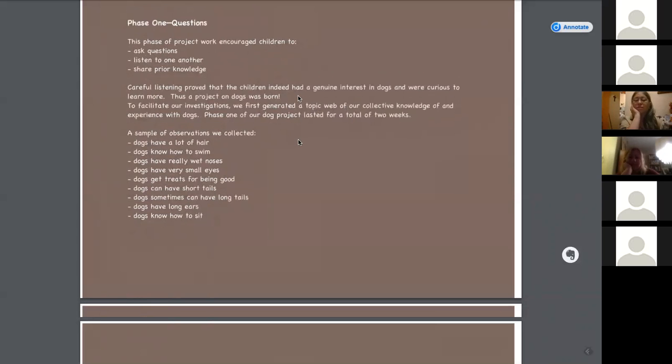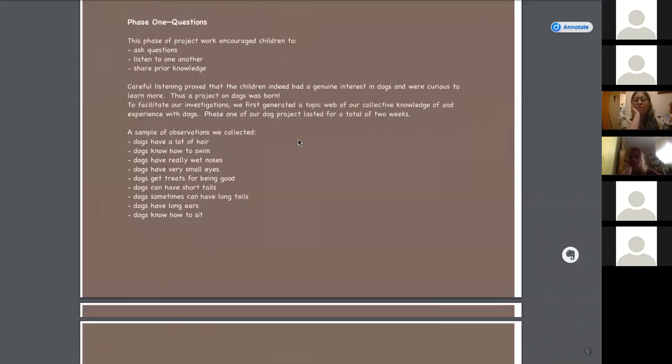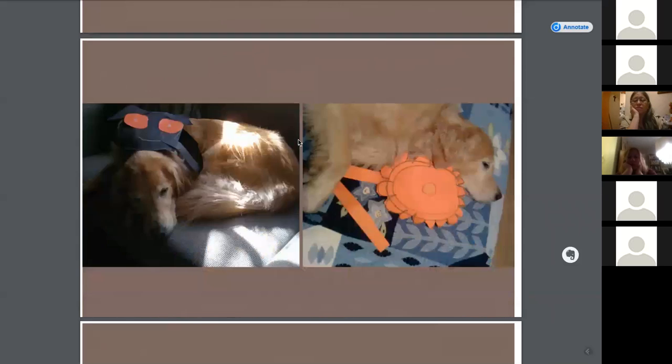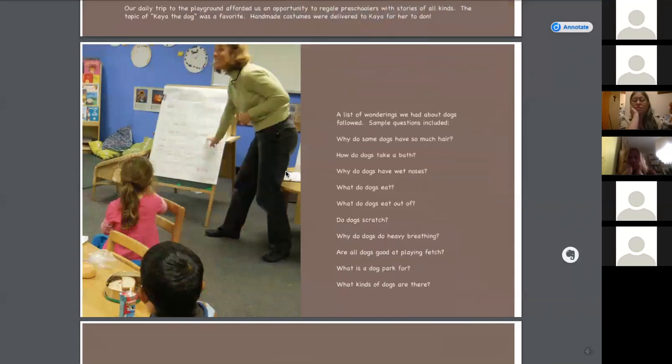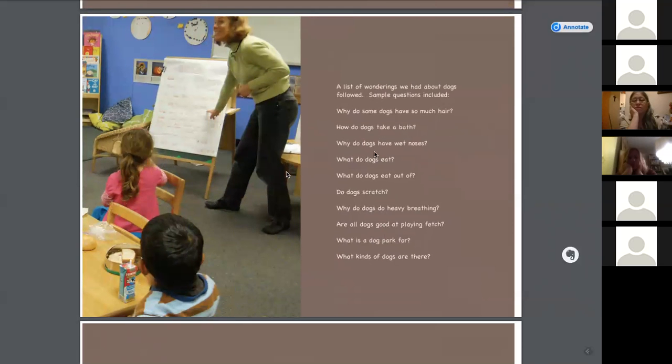So I think this is also another characteristic. You guys may have heard of Reggio Emilia, which is, I think, a town in Italy, but it's an educational philosophy, particularly for early childhood, that's based on kids studying their environment. And this is a typical Reggio thing. You're talking to the kids about what they're interested in, and then you're building the project from there. And I think that's a cool thing. So they went on a trip to the playground and they studied dogs that way. They had some wonderings about dogs, so that generated more inquiry.